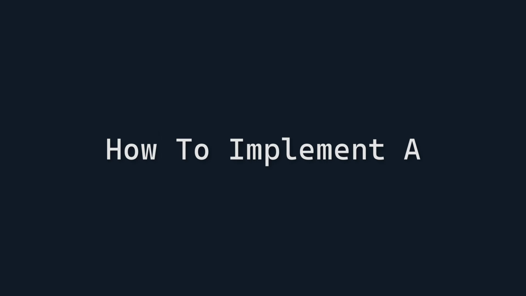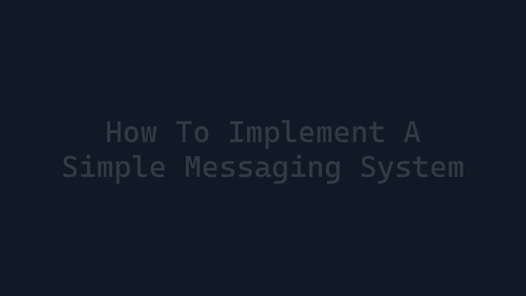Let's get to it. Okay, so let's see how to implement a simple messaging system. We want to be able to access it from anywhere, so we'll make it a public static class. Let's add a method to publish messages. For now, we'll leave the body empty. We'll come back to it shortly.